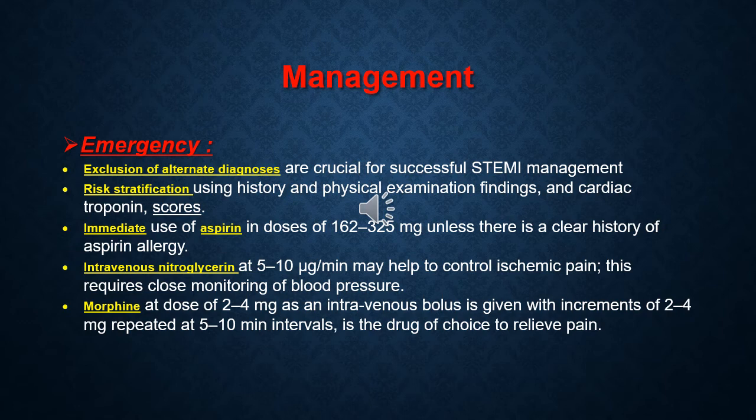For all patients, we should start with immediate aspirin, 325 milligram, unless the patient has an aspirin allergy, and start intravenous nitroglycerin at 5 to 10 mic to relieve the ischemic pain and give a painkiller like morphine.